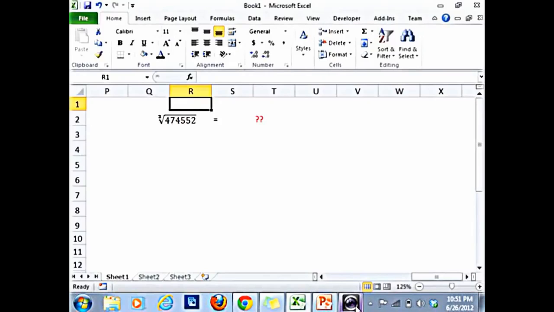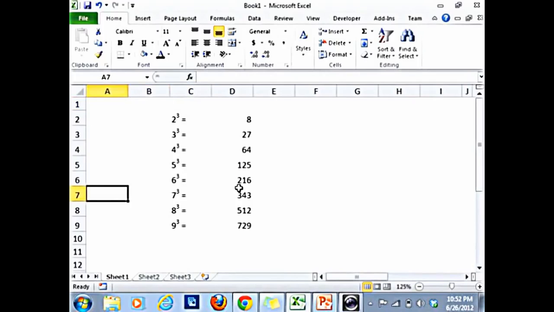So before going further, we first have to look at the table of cubes for numbers from 2 to 9. So here is the table. We have 2 cube is equal to 8, 3 cube is equal to 27, and similarly we have 4, 5, 6 and all these cubes here. You need to remember these cubes to get the cube root of a large number.